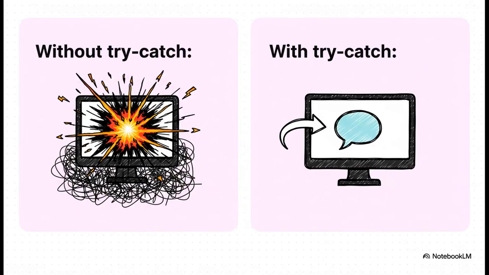I mean, this slide really says it all. Look at the difference. On the left, you have chaos. The program crashes, you get that confusing stack trace. On the right, you have order. The program continues, and you get a clear, user-friendly message. It's the same problem, but the outcome is completely different, all thanks to one simple try-catch block.